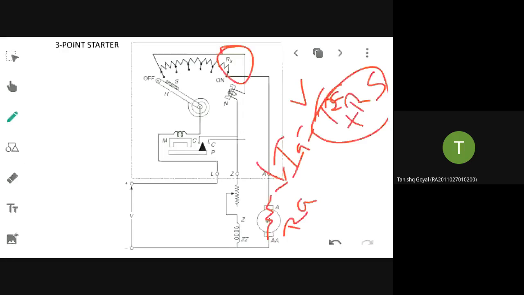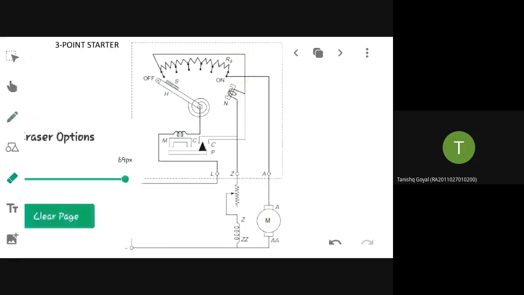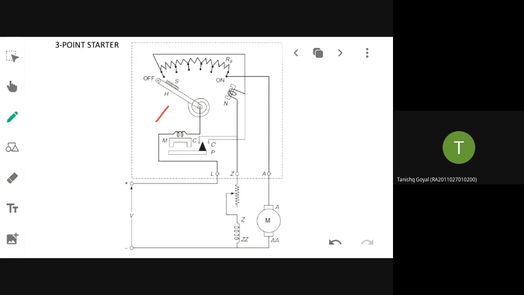Alright. So there is a handle. This one is my handle. H represents my handle. All the other elements will be present inside the box. Only the handle, the knob, will be present outside. So I will push it from the off position. This is my off position. I will push it from the off position and bring it to this point. First stud. This is first stud, second stud, third, 4, 5, 6 stud. If I do this, it will get connected to the first stud.